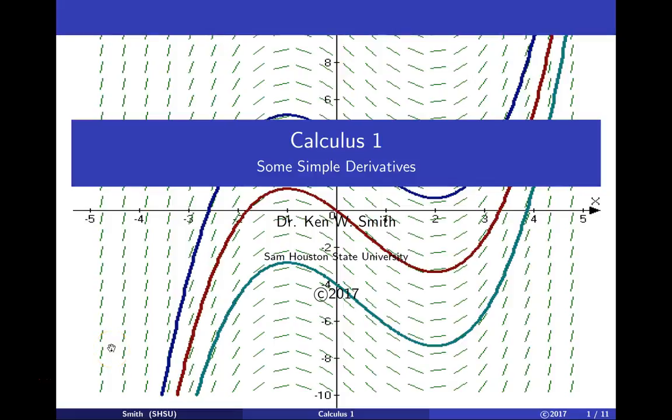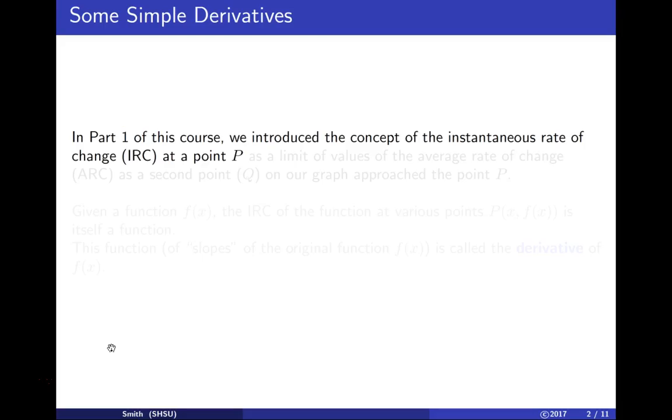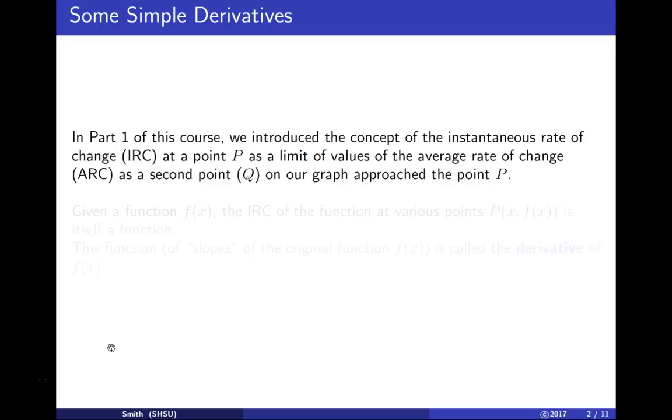In this lecture, we developed some simple derivatives. In part one of our course, we introduced the concept of the instantaneous rate of change, or the IRC, at a point P, and viewed it as a limit of values of the average rate of change, or the ARC, as a second point, Q, on our graph approached the point P.